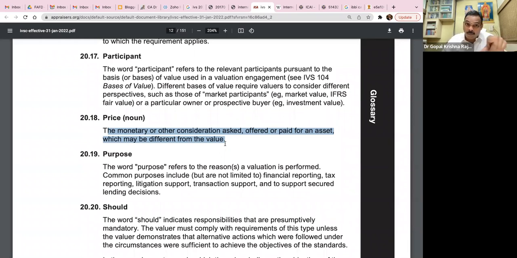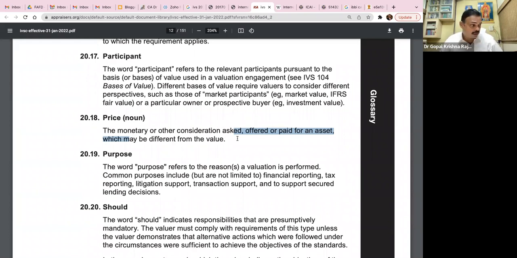Here they have made it very clear that price may be different from value. You give a valuation report, price can be based on the valuation report. The price can be equal to the valuation you have given. The price can be lesser than the valuation you have given. Price can be greater than the valuation you have given. Price is different, value is different. That is why they use the words 'may be different from'. It should not be equal. Okay, it may be different. So this is totally a new different definition.